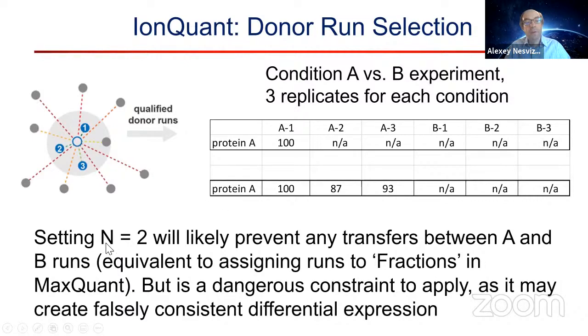For example, in this case, if we set n equals to 2, obviously other runs from the same condition are going to be closer to each other than two runs from the other condition. So by setting n equals 2, we'll effectively be transferring for A1 only identifications from A2 and A3, and you would prevent transfer from A to B and the other way around, right? Now, it's tempting to do that, but in our experience, it's a dangerous strategy to apply this constraint, because in this example here, if you identify this protein in only one run, it would not come up as a differentially expressed protein probably, right?